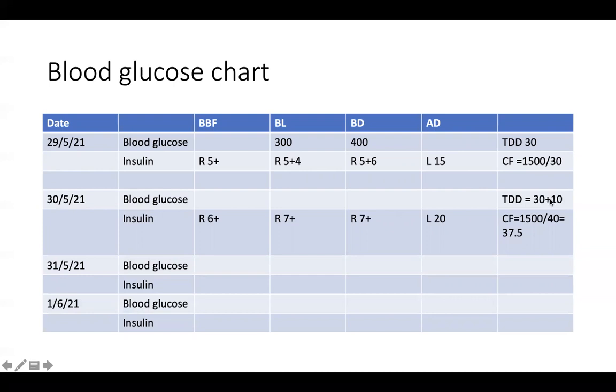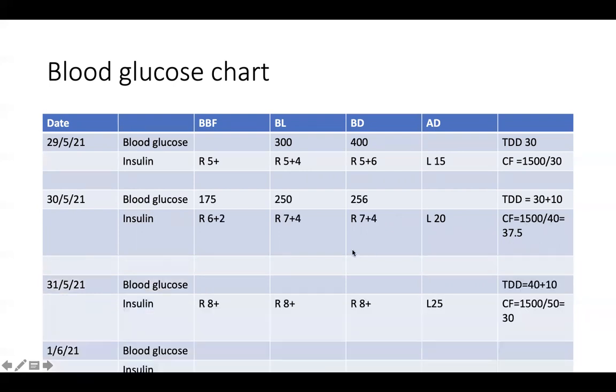You will split this 40 units into 2 parts, 20 units out here and 20 here. So 20 units as meal boluses and 20 units as Lantus. And now your correction factor changes. The correction factor will now be 1500 divided by the new total daily dose, that is 40. So it will be 37.5.